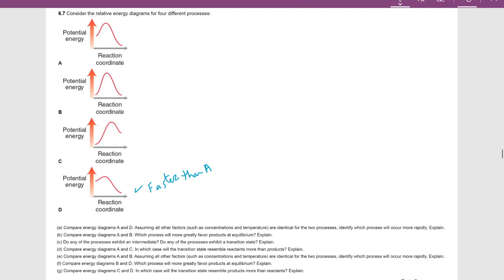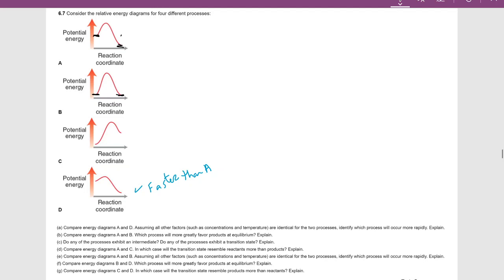Okay, so compare energy diagrams A and B. Which process will more greatly favor products at equilibrium, and explain? Okay, so our starting materials on A are higher energy than our products. But for B, our starting materials are equal energy to our products. So B is going to be about even for starting material versus product. At equilibrium, the concentration is going to be about equal. But A is going to favor products more greatly because we have a greater delta G. Okay, higher negative delta G.